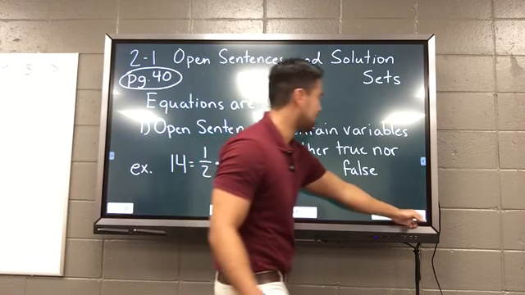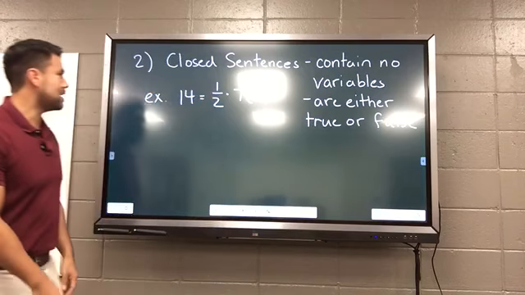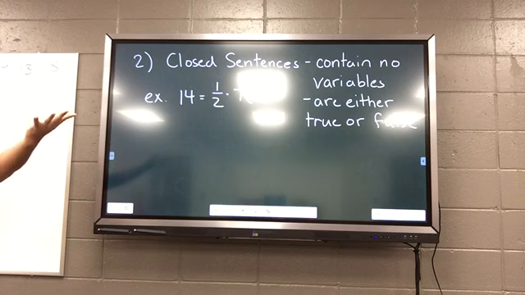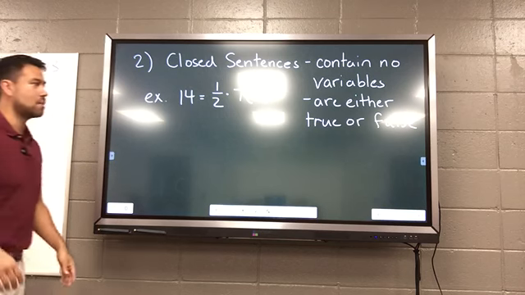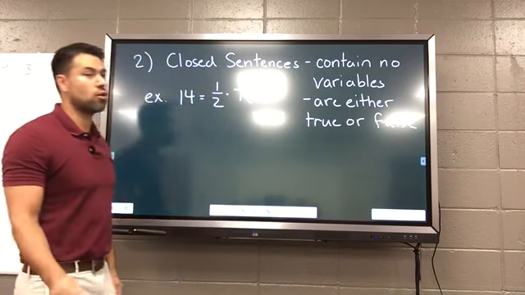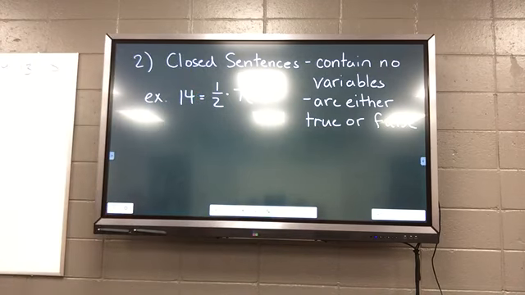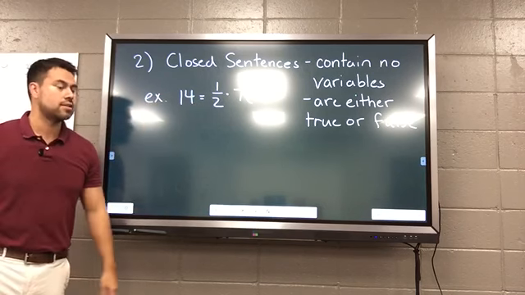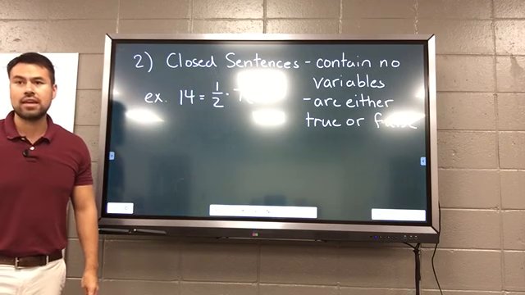So the second type would be a closed sentence. That contains no variables. So open sentences have variables, closed sentences have no variables. So there's a big difference there. But closed sentences are either true or false. So those can be true just the way they're written, or false just the way they're written. So if you write that down, if you haven't already.